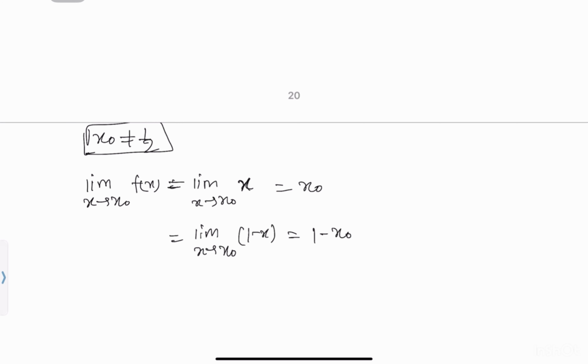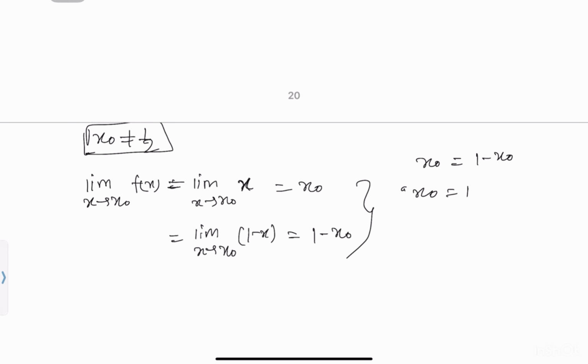Okay, so if the function is continuous, then obviously these two values should be equal. Yes or no? If not equal, then the function is not continuous. So you assume this function is continuous, that's why x naught equals 1 minus x naught. Again I am repeating: if the function is continuous, then these two values should be equal. If not continuous, then obviously they are not equal. But we assume that this is equal. Find the value of x naught.